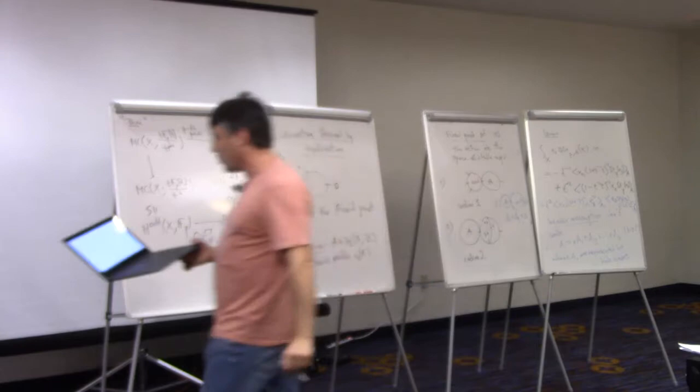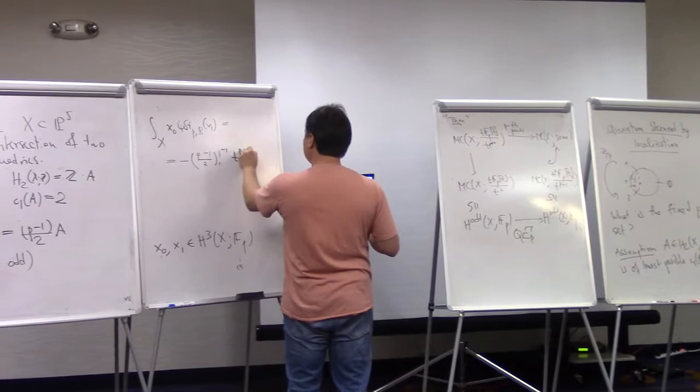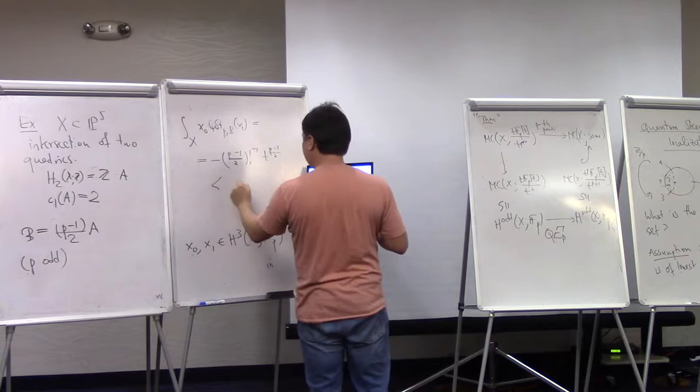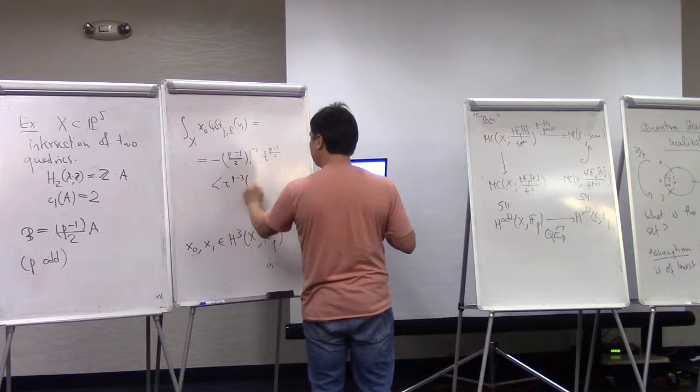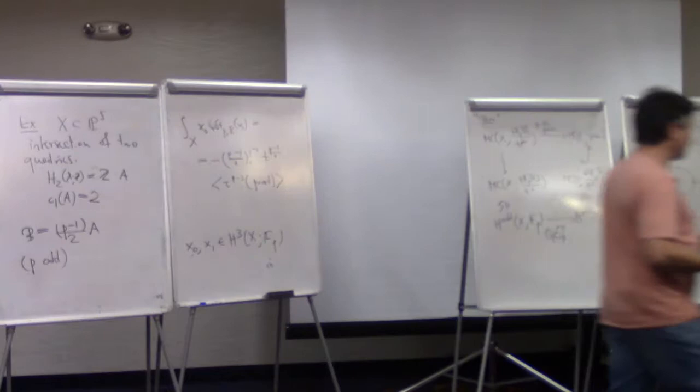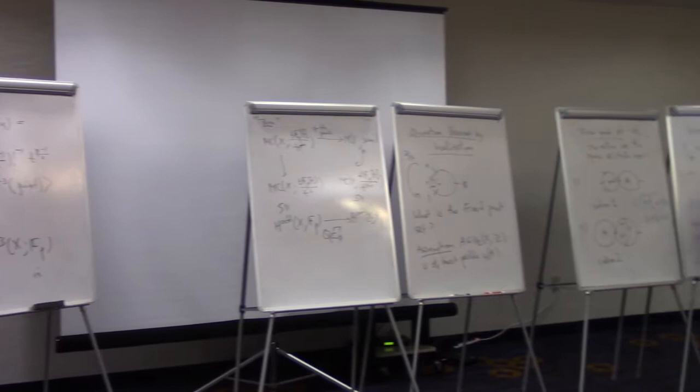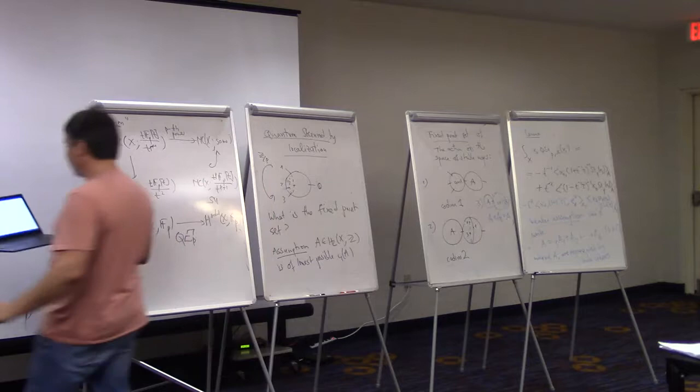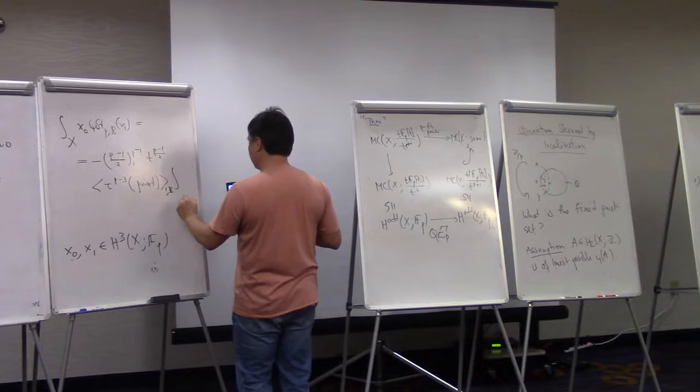So t to the (p minus 1)/2. Then comes the gravitational descendant tau, p minus 3, applied to the cup product. So you have x0 and x1, which are both H3 classes, essentially x1 up to a sign, Steenrod of x1. Then x0 times x1 is a point, up to some multiple. So this is 1 in class b, and then there comes the ordinary cup product of x0 and x1.